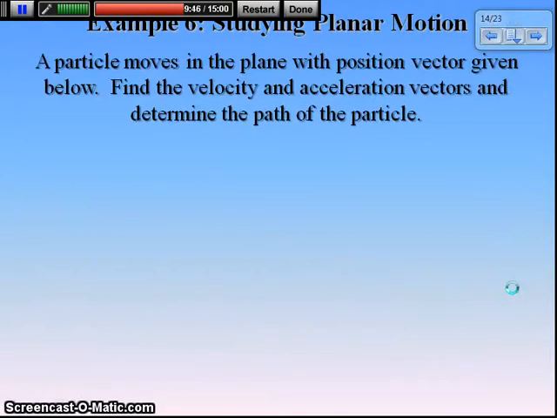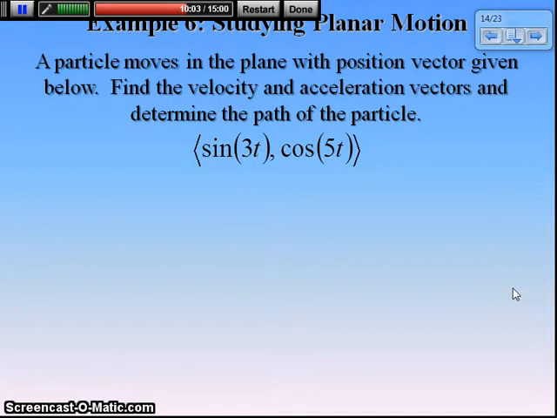Alright, a particle moves in a plane with a position vector given below. Find the velocity and acceleration. If you want to pause the video now, that's fine. Just remember, first derivative is velocity, second is acceleration. Now, if you didn't pause it, or if you've already paused it and worked it, let's go ahead and continue.